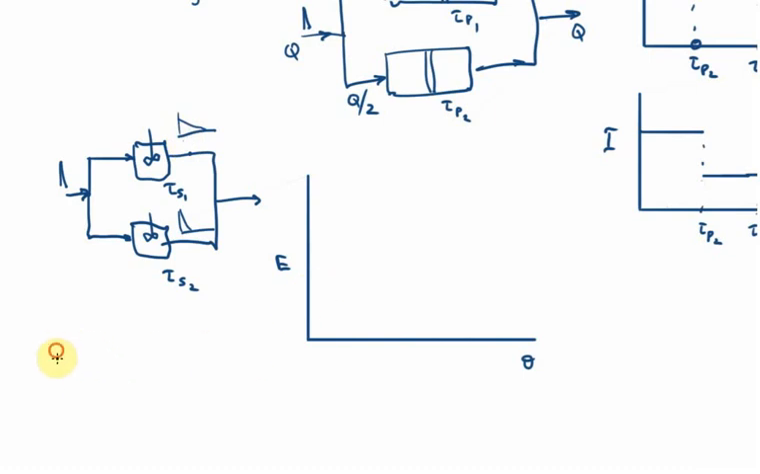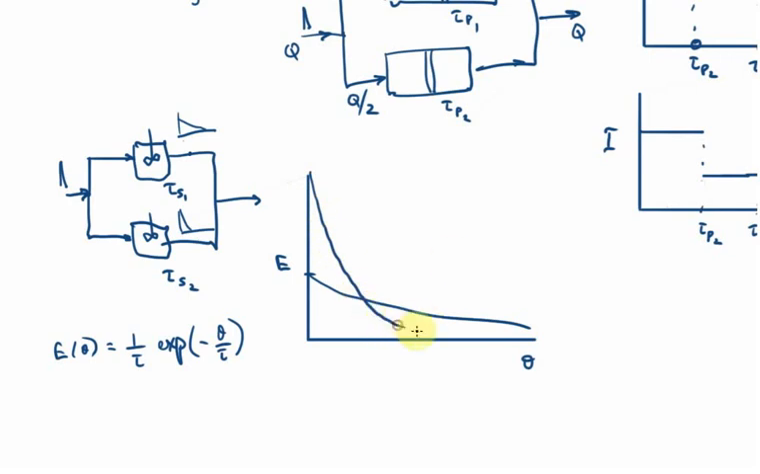Remember, it's E of theta for the CSTR is 1 over tau e to the minus theta over tau. So if tau is greater here, then 1 over tau is smaller, so you start lower, and then it takes a longer time for this to settle out, and then the contribution from this one being smaller is sharper with a faster drop-off. Right, so in essence you get the superposition of two exponential decays.